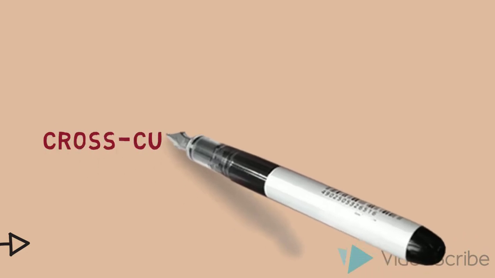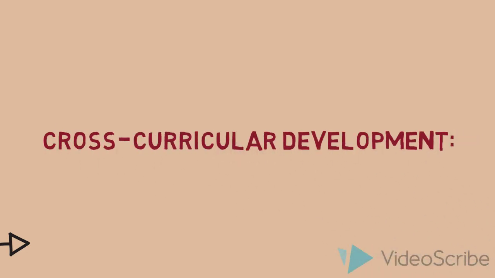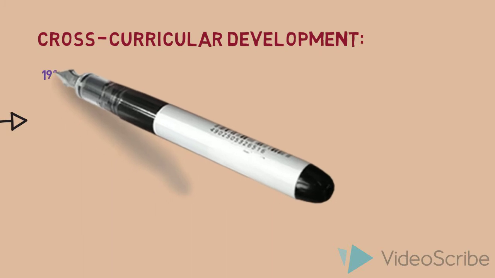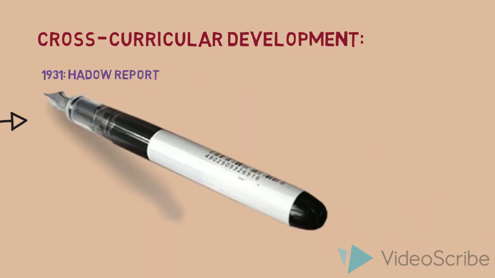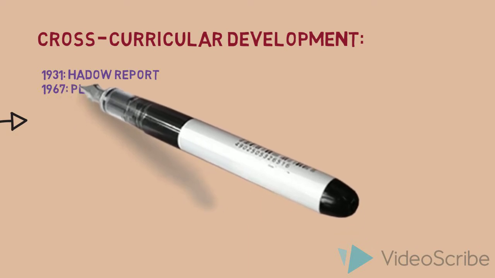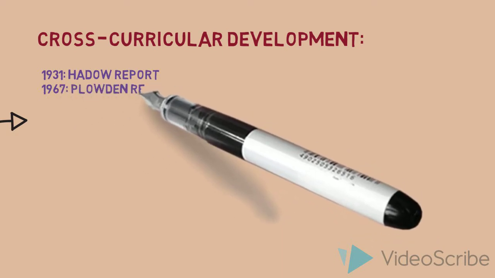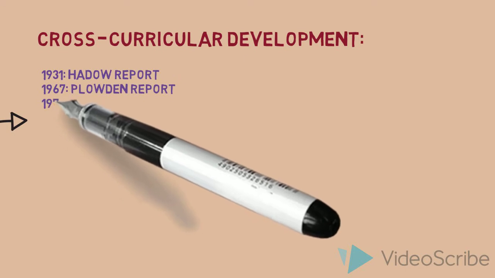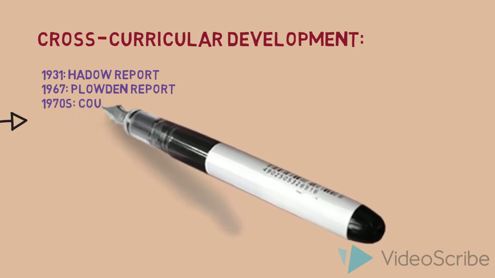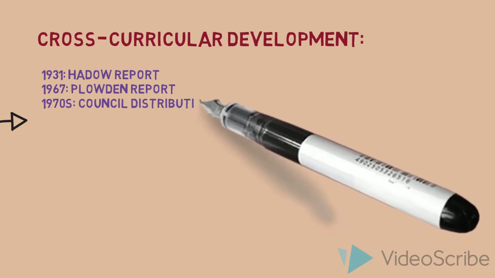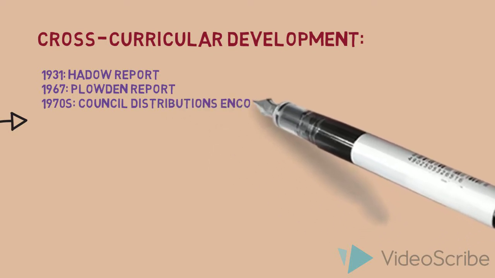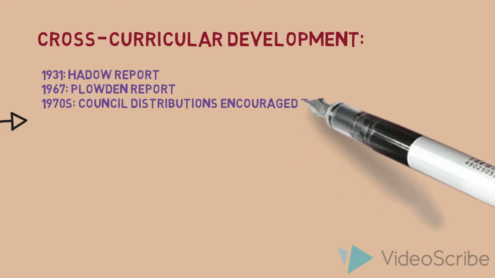Development of cross-curricular. Some of the first evidence was gathered in the Haddow Report of 1931 and the Plowden Report of 1967, with various council distributions in the 1970s which encouraged teachers to experiment with the curriculum and the way that they taught lessons. The statement in the Plowden Report that children's learning does not fit into flawless subject classifications is often used in backing cross-curricular subjects or themes.